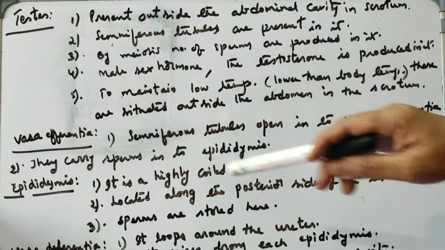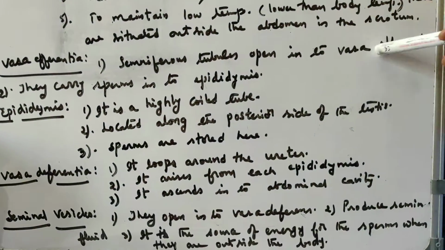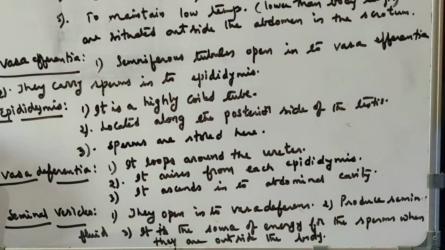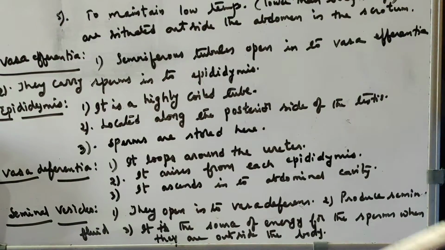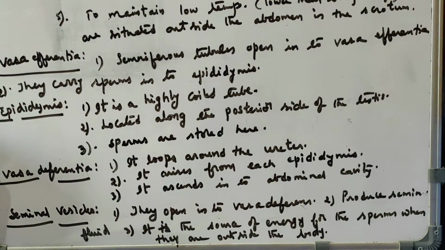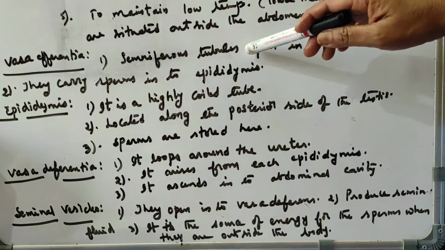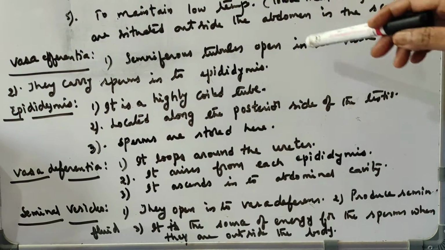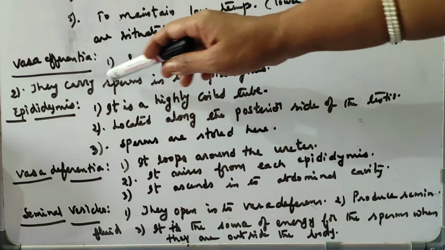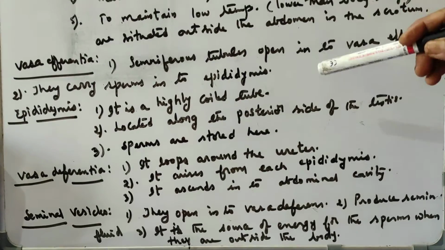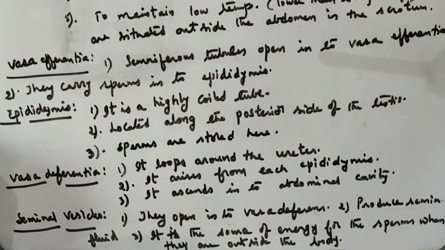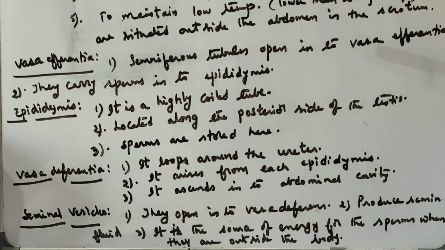Okay, then vasa efferentia, seminiferous tubules open to the vasa efferentia. Just now I showed you in the textbook, just below the epididymis, this vasa efferentia will be there, and here all the seminiferous tubules which are present in the testis will open, and then they carry sperms into the epididymis. So from the epididymis, that will be passed through to the vasa deferentia.